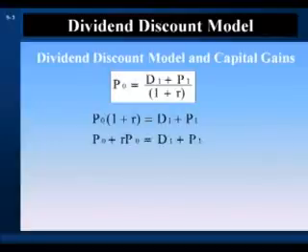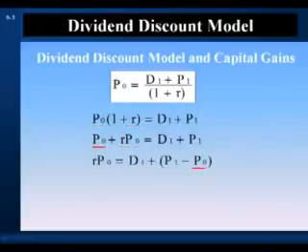Multiply P0 through. P0 times 1 is P0. P0 times r is r times P0. Now subtract P0 from both sides. The rate of return times the initial investment is a dollar return on the period's investment.